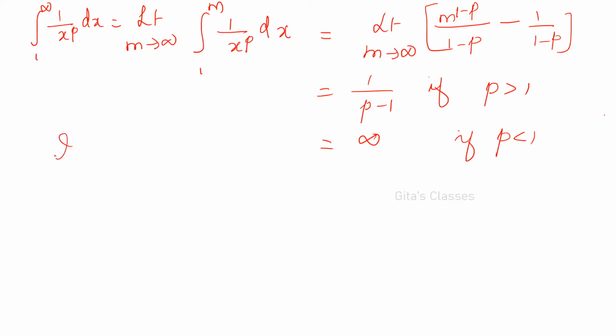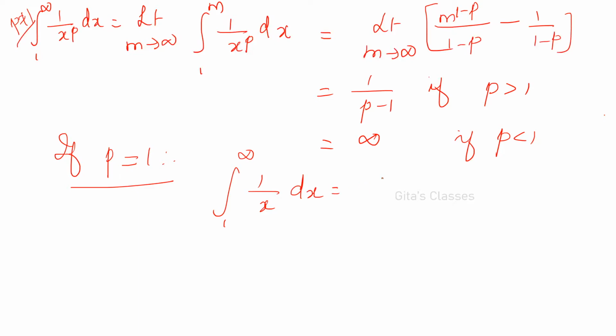Now, here p not equal to 1 we have considered. And now if p is equal to 1, what will happen? Directly you can substitute. Integral 1 to infinity 1 by x dx, that is integral 1 to infinity, log x. Log x will definitely be infinity.